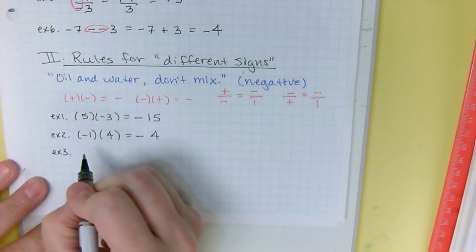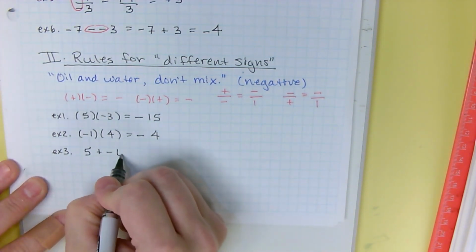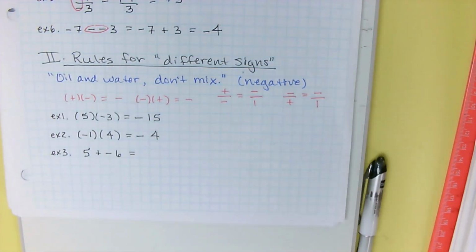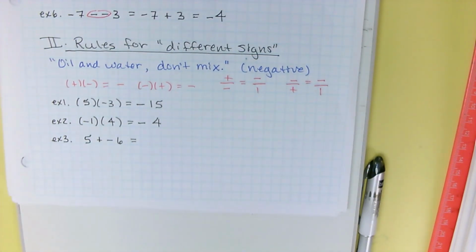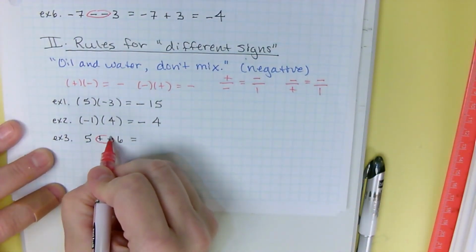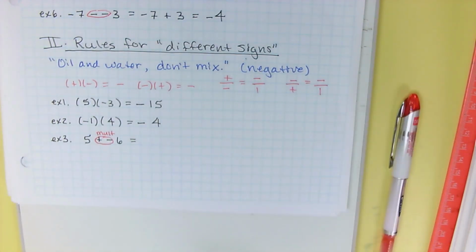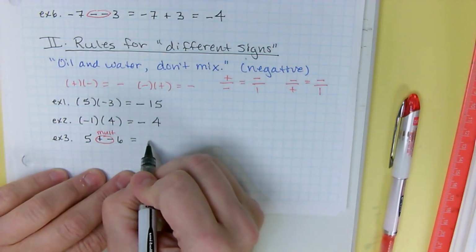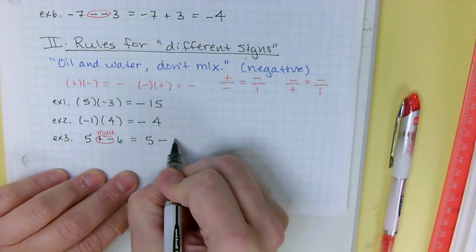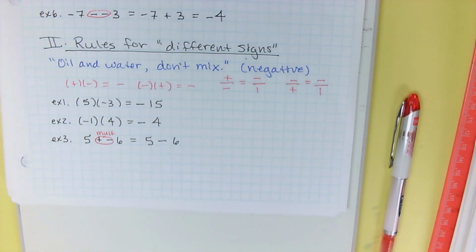Example 3, let's do some double signs. 5 plus a -6. So just like before, when you have 2 signs together, they are being multiplied, so you use your multiplication rule. A negative times a positive, oil and water don't mix, is a negative. So this is 5 minus 6. You replace the double sign with a single sign.